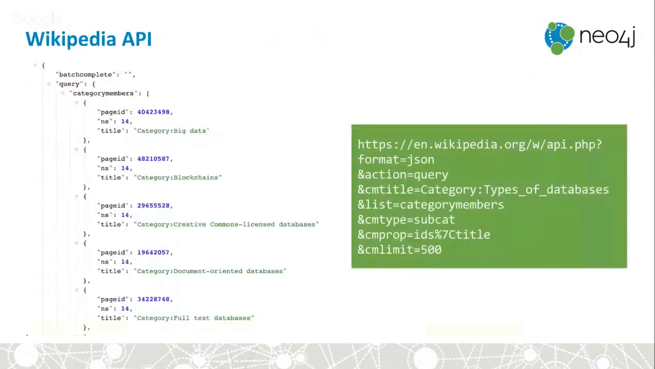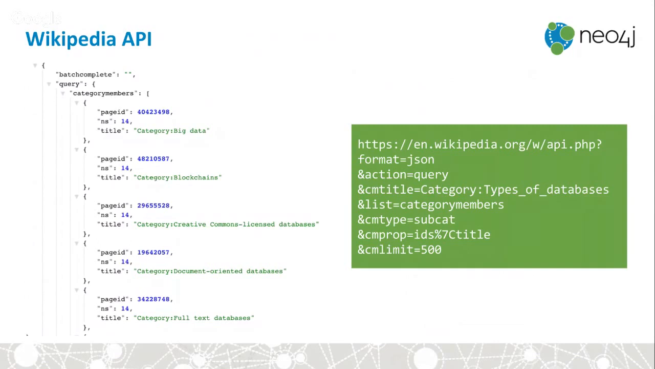So if we have a quick look, what do you actually get? Here on the right-hand side, we've constructed a query against that API. The main thing to be interested in here is what category we're looking at. There are two interesting things, on lines 4 and 5. We've got cmtitle, which is where you indicate the name of the category that you want to look at.